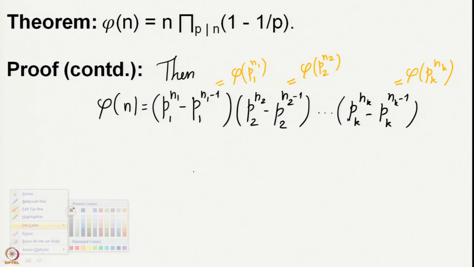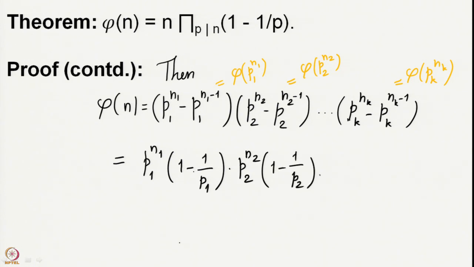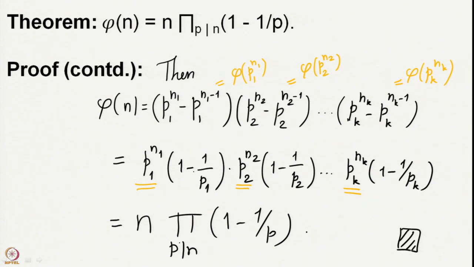Okay. But now it is a simple thing to take the p1 power n1 outside from here. That will give us 1 minus 1 upon p1. Then we have p2 power n2 and inside we have 1 minus 1 upon p2. So on up to pk power nk, and we have 1 minus 1 upon pk, and to combine all these together, p1 power n1, p2 power n2, all the way up to pk power nk is going to give us n, and then the remaining terms are simply the product of 1 minus 1 upon p, where p divides n. That is all. It is a very simple proof, but it will help us in computing the phi function for composite numbers or in general for any natural number n.